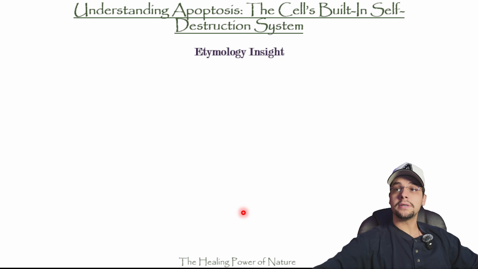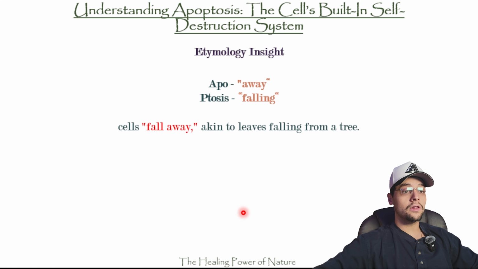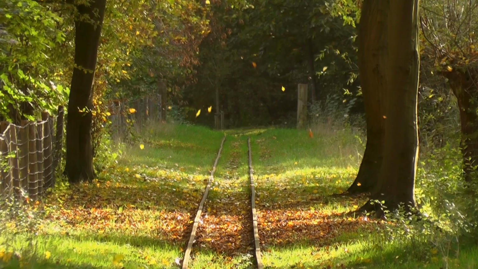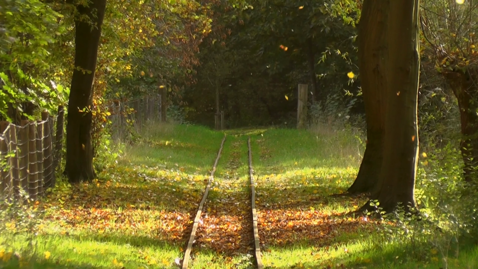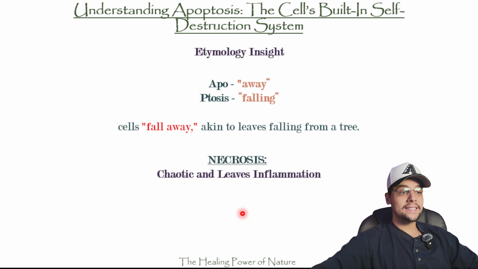Apoptosis. This is the cell's built-in self-destruct system. Some etymology you need to be aware of. The word apo means away and tosis means falling. So it's illustrating the organized process where cells fall away, similar to how leaves fall away from a tree. Contrasting necrosis, which is chaotic and leads to inflammation, while apoptosis is ATP dependent, precise, and clean.